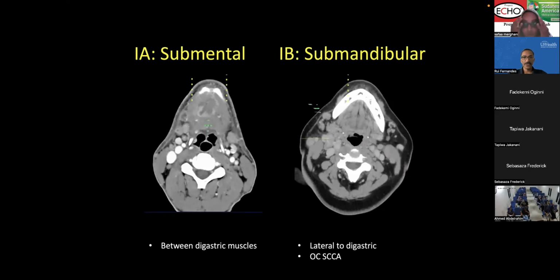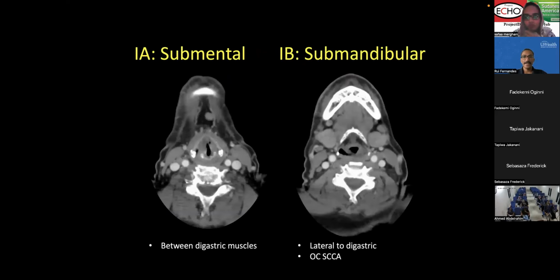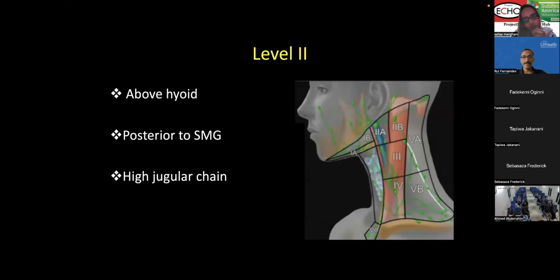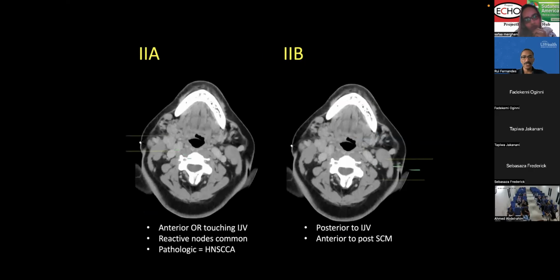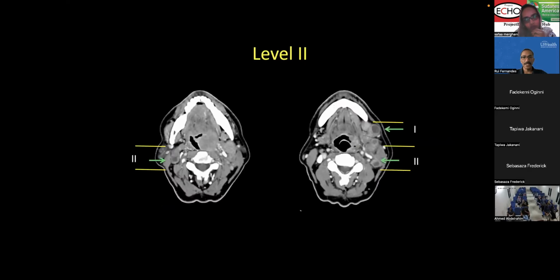These are axial scans with contrast. You can see nodes that meet the criteria for concern for metastatic disease. Again, level 1 can be subdivided into submental 1A and submandibular 1B, as depicted here. Level 2, again, is depicted as you can see here. I'll go through this quickly for the sake of time.